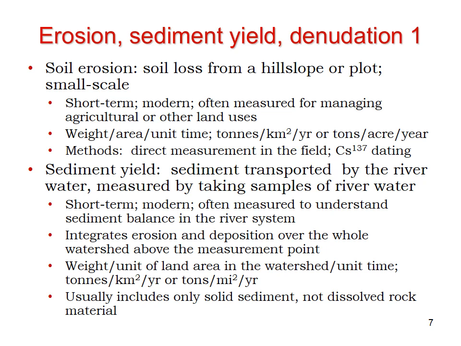The second major concept we want to look at is sediment yield. Sediment yield is a measurement of sediment transported out of the watershed by the river. It's measured in the river water, whereas soil erosion is measured up on a plot or a field somewhere in the watershed. Sediment yield also usually refers to relatively short-term modern measurements, so measurements made over the last decade or a few decades. We're measuring the amount of sediment that the river is carrying out of the watershed, so it's integrating erosion and deposition over the whole watershed, whereas soil erosion is really site-specific. Sediment yield is, however, measured in the same units as soil erosion. It's measured in weight per unit of land area in the watershed per unit time. And it usually only includes the solid sediment, not the dissolved rock.